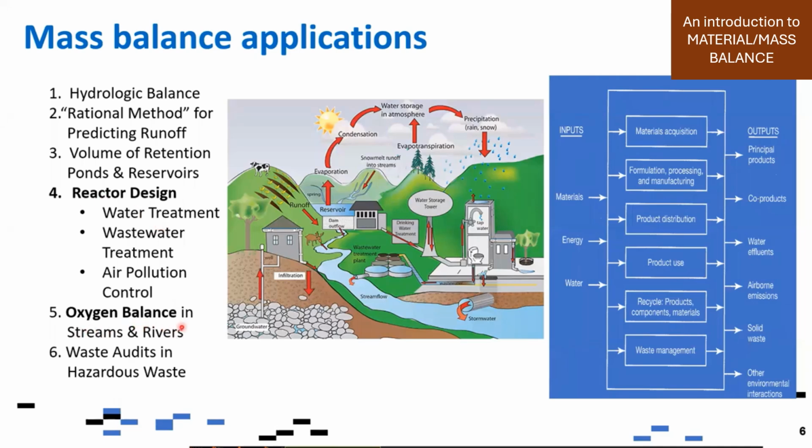Oxygen balance is also important in rivers and streams, because we need to know, for example, in a river, if you dump waste like in this example. So we have river water here, the stream is flowing down. We have the upstream here, and the downstream here. If you dump waste here, it means there are a lot of organics there. Organics will be eaten by bacteria, and bacteria need oxygen.